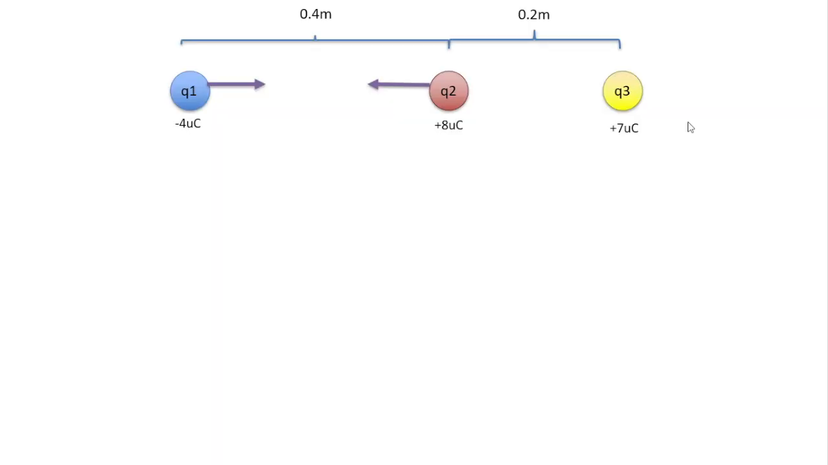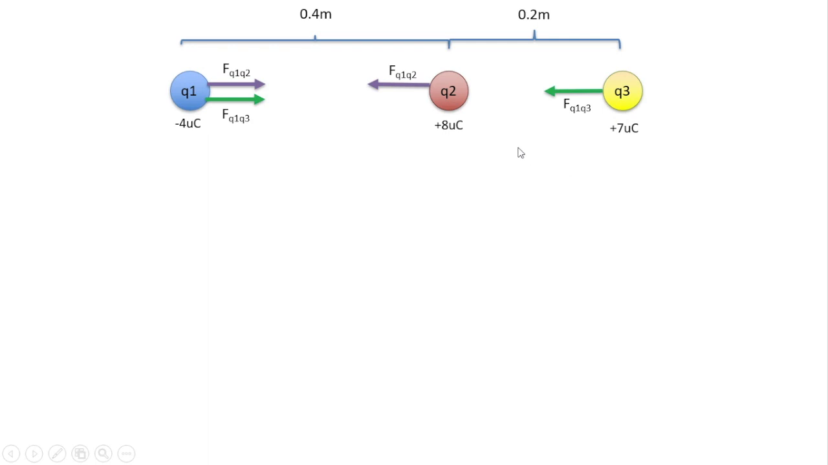So what does that mean? That means that both of these forces, Q1 on Q2 and Q2 on Q1, are the same. It's just that one points to the right and one points to the left, depending on which charge we're describing. Now let's find the other pair of forces in terms of Q1 and Q3. Q1 is still negative, Q3 is positive. That means that Q1 is going to feel a rightward force towards Q3, and Q3 is going to feel a leftward force towards Q1.